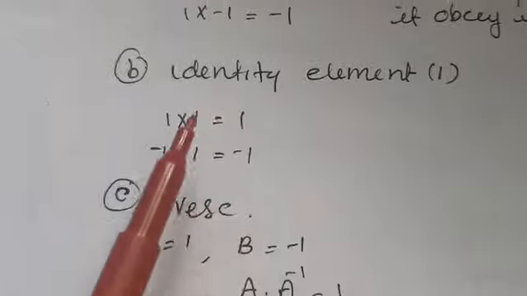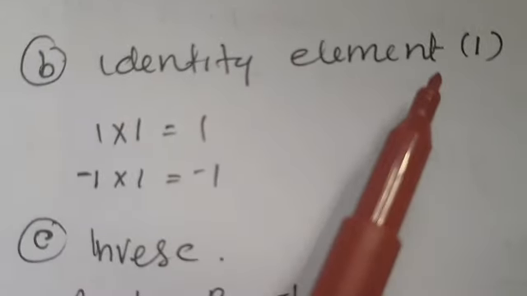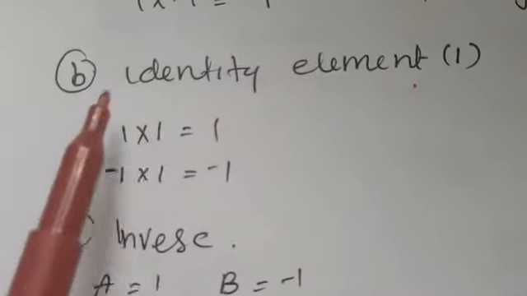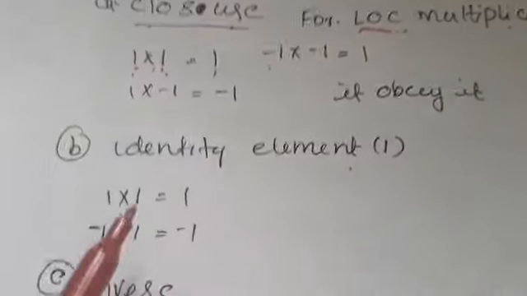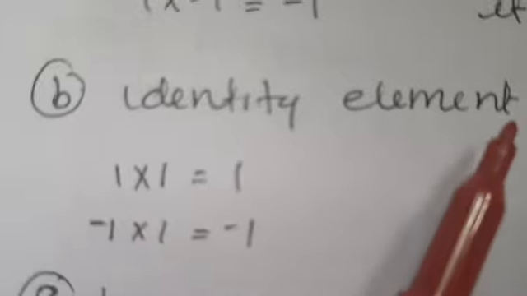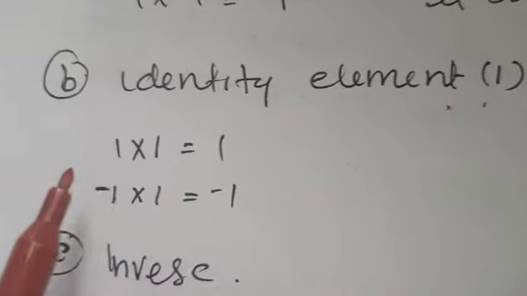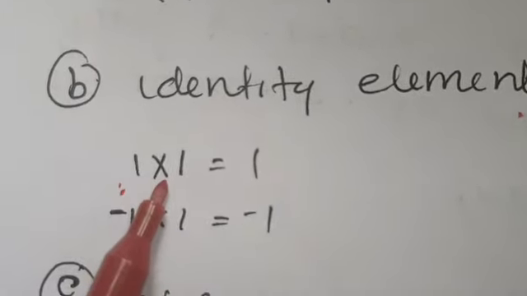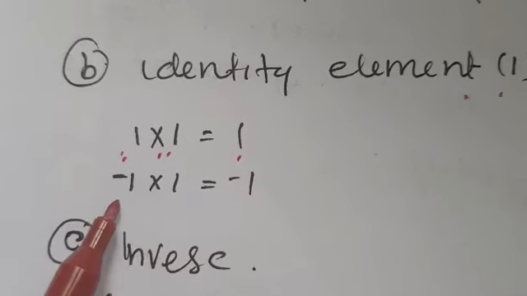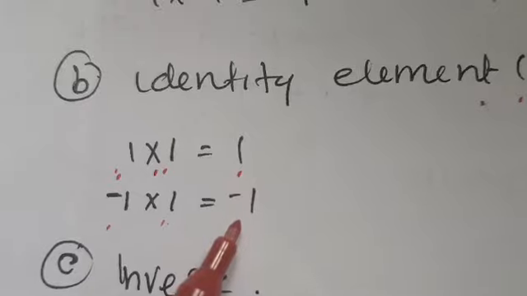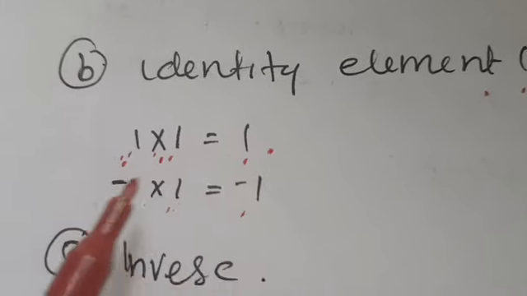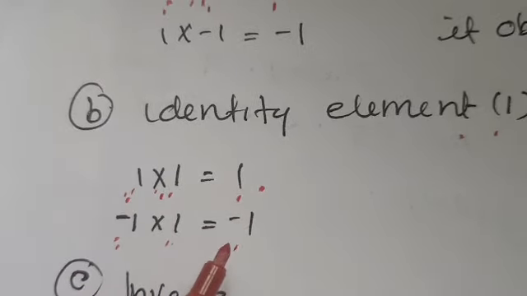Let us check identity. Is there any identity element present in this group or not? So identity element for multiplication is 1. So A into E is equal to A, B into E is equal to B. So 1 into 1 is equal to 1, minus 1 into 1 is equal to minus 1. So there exists an identity element.